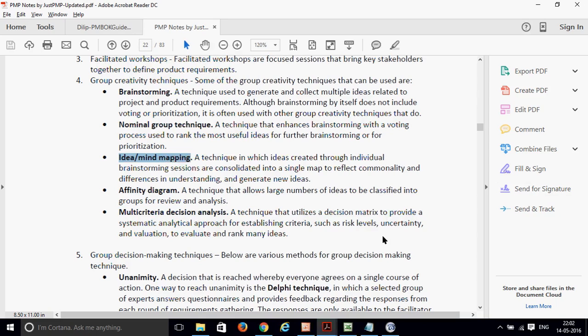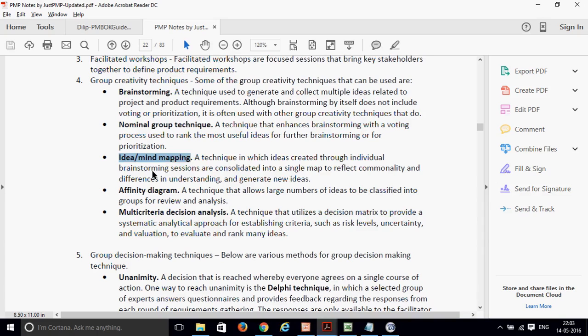So those ideas will go through this decision analysis matrix, and that's called multi-criteria decision analysis. The word itself, right? On different criteria, you're going to make the decision. You're going to analyze all those things. So this is called a group creativity technique.